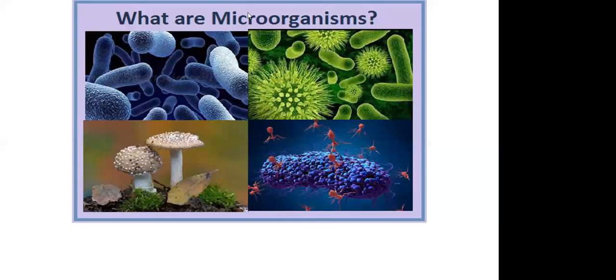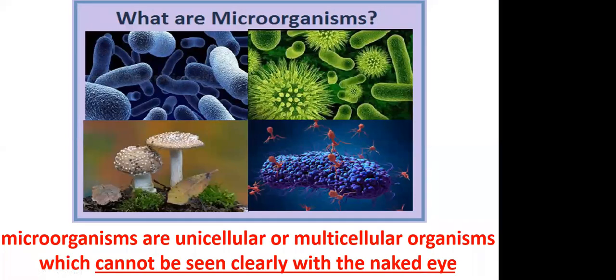Okay, very good. Most of the students told the correct answer, but because of some students' connection problems, I couldn't hear properly. No problem. Microorganisms are unicellular or multicellular organisms which cannot be clearly seen with our naked eye. With our eyes, we can't clearly see them, but still they are living. Maybe inside your hand, inside your nails, on your laptop, on your phone, on your pen, there can be hundreds and hundreds of microorganisms, but we can't see them.